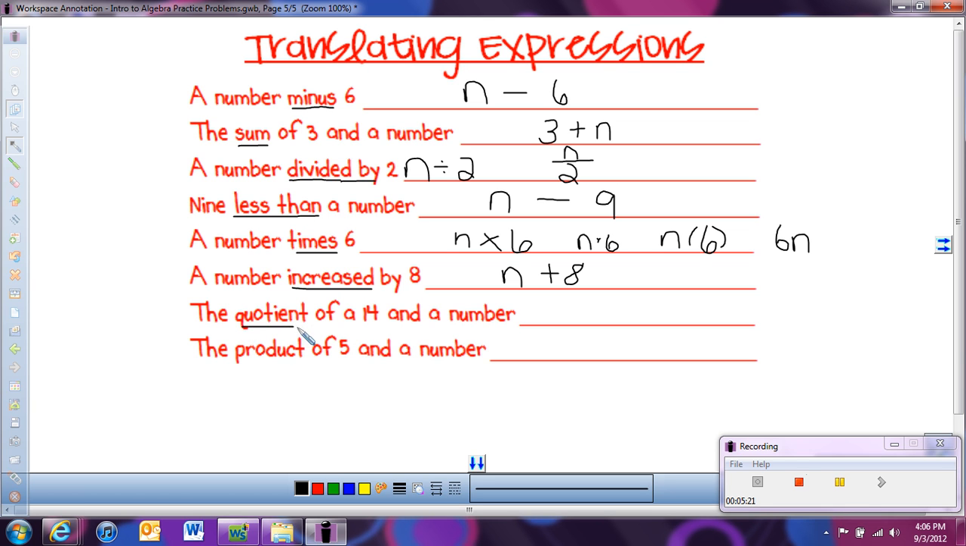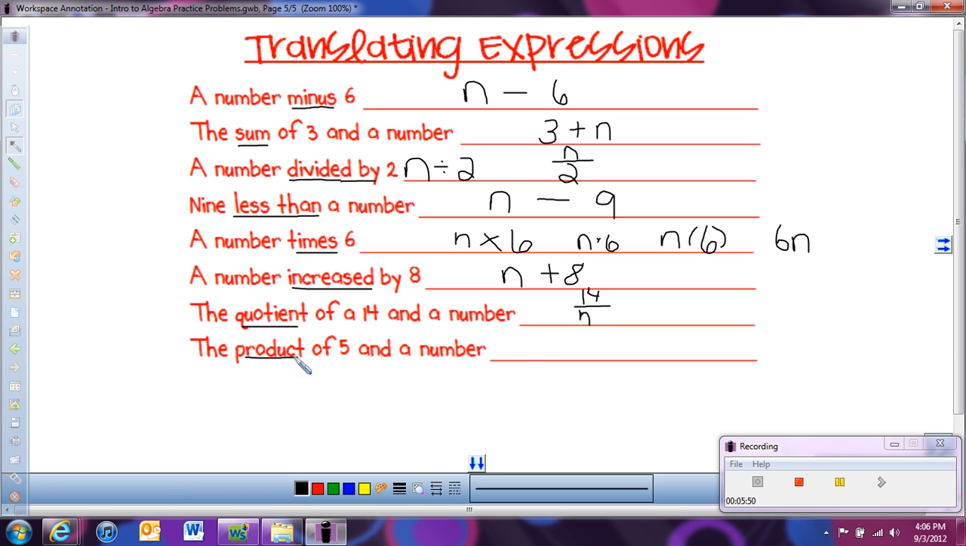Here we have the word quotient. The word quotient means divide. Again, when we're doing division, we're going to write it using that fraction bar. So the quotient of 14 and a number. So we have 14 and a number. In this case, thinking about what comes first, what comes second, it says the quotient of 14 and a number. I'm going to write it from left to right because we're going to start with 14 and we're going to divide it by some number.